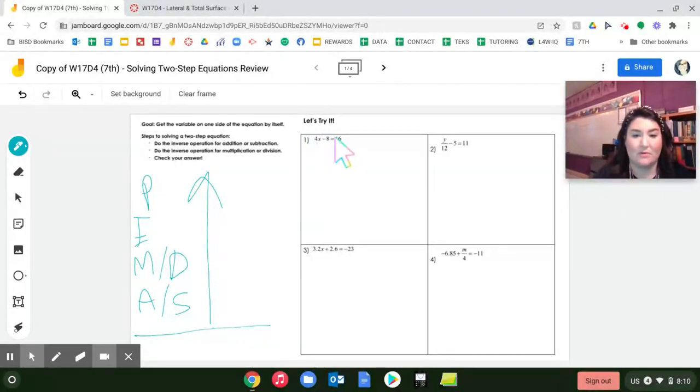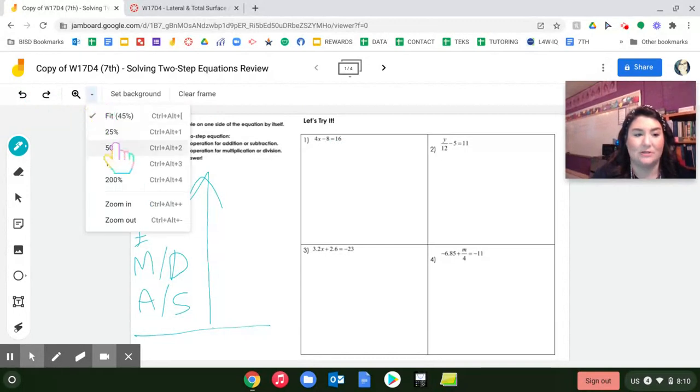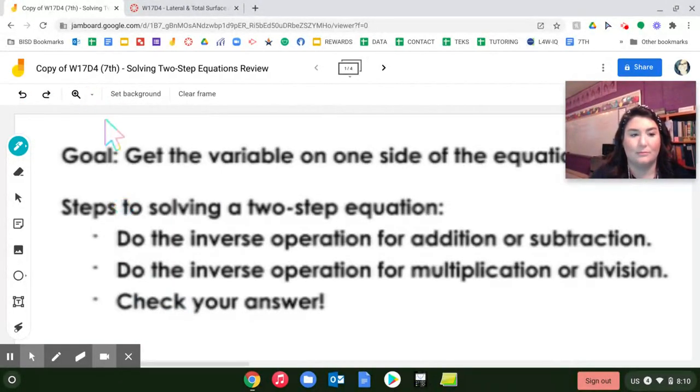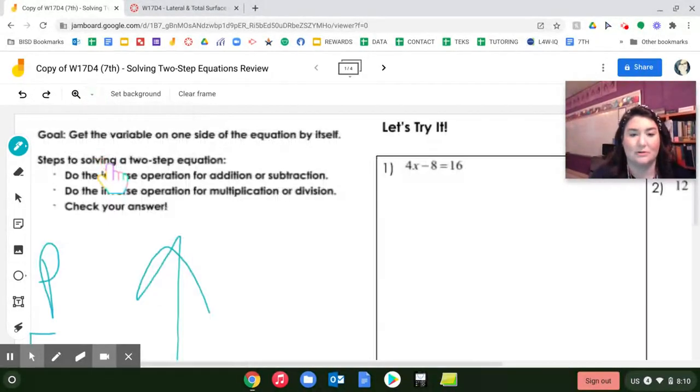And I'm trying to think what might be better with this. I'm going to see if I can zoom in on this a little bit more. Whoa, that's too much. Okay, that's a little bit better.